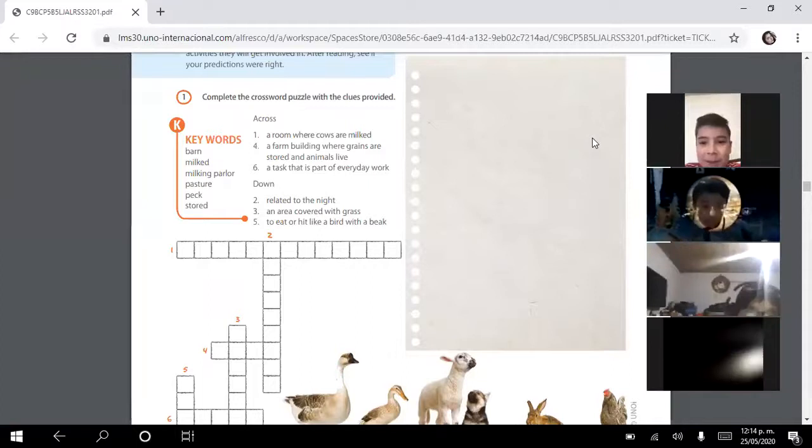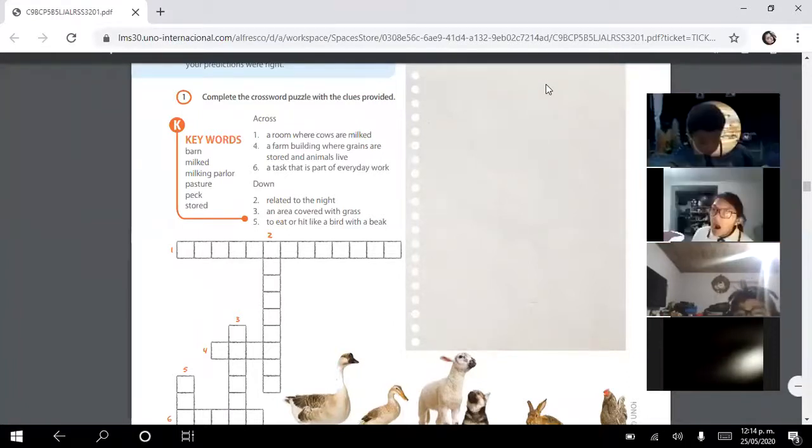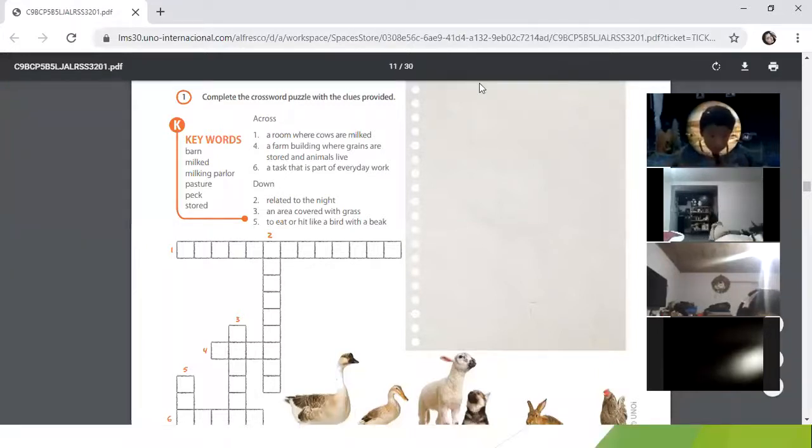No me da la opción. ¿Lo puedo escribir en el chat? Yes, I said in the chat box. Can you write it in the chat box, please? Con audífonos todo se escucha diferente. Please, if you want to speak in English, please. So, are you writing the... ya, Miss. Okay.